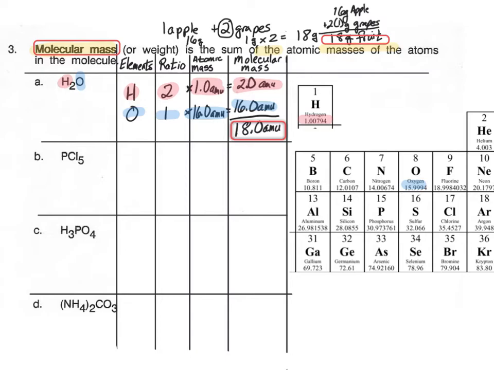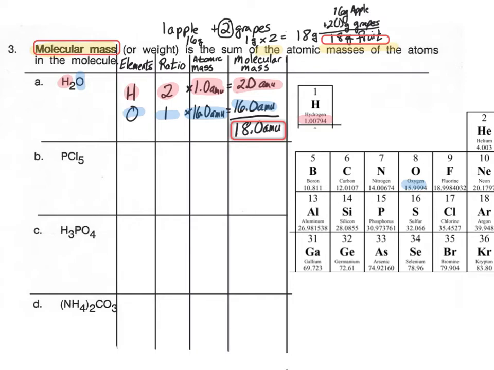Notice that for this class, we're only going out one place past the decimal point. That's just to kind of keep things simple. So we're going to round everything off so it's just one place after the decimal. In more advanced classes, they will use everything that's on the periodic table, but for here, we're going to use one place past the decimal.